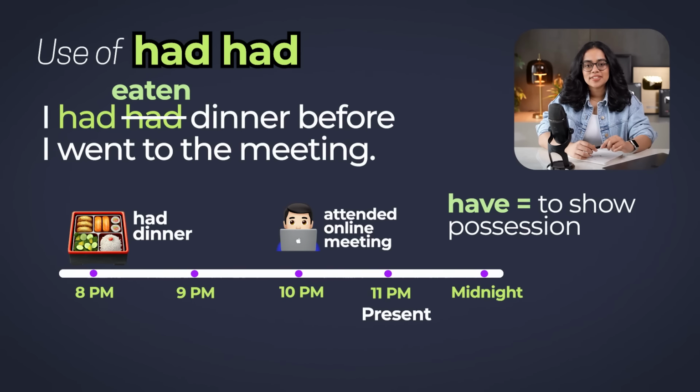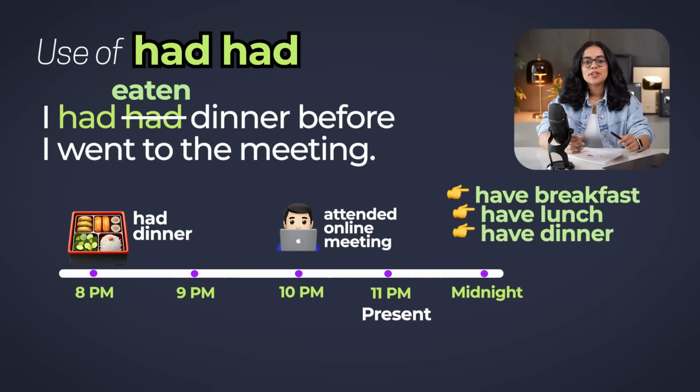We understood that at the start of the lesson. But in English, we also use have to naturally say have breakfast, have lunch, or have dinner. So have is the present form, and we have converted have to had because we are talking about the past. So it's I had dinner before I went to the meeting.